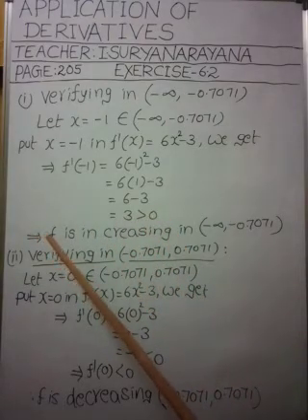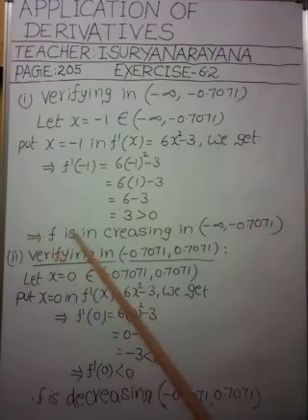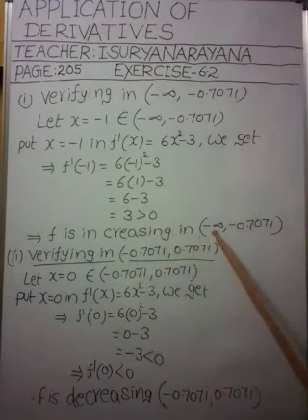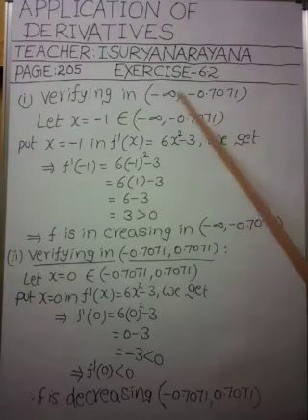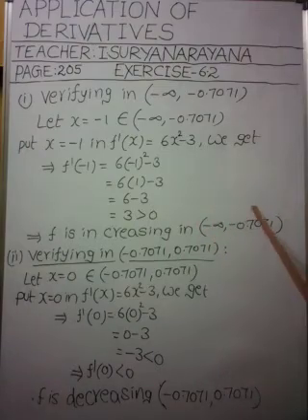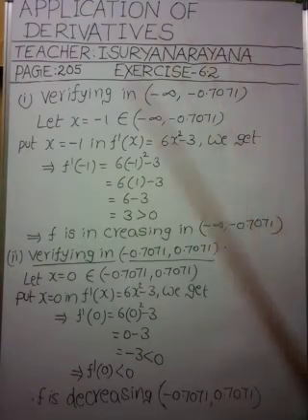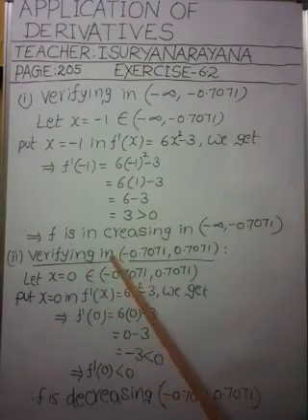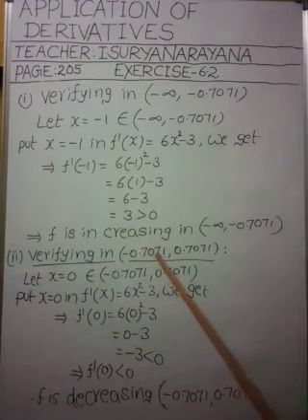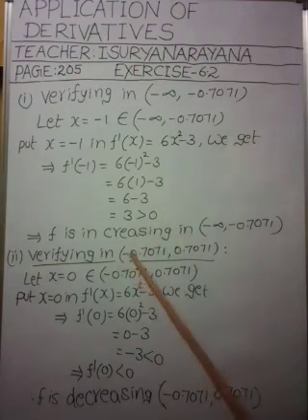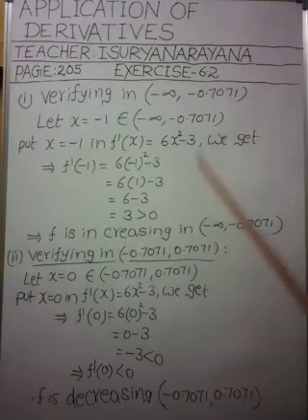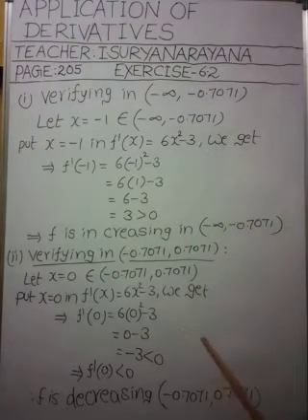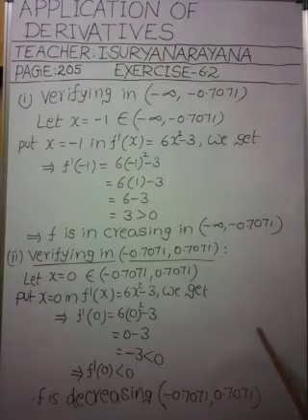Then what will you say? Then we can say that f is increasing in this interval minus infinity comma minus 0.7071. In this interval f is increasing. Understood this point, my children? Right. Now we verify the behavior of the function in the next second interval, that is open interval minus 0.7071 comma 0.7071. We follow the same steps here also to know the behavior of the given function, whether it is a decreasing or increasing function.